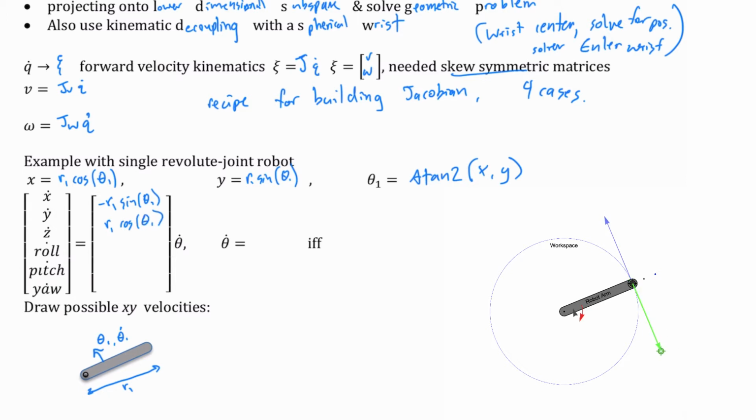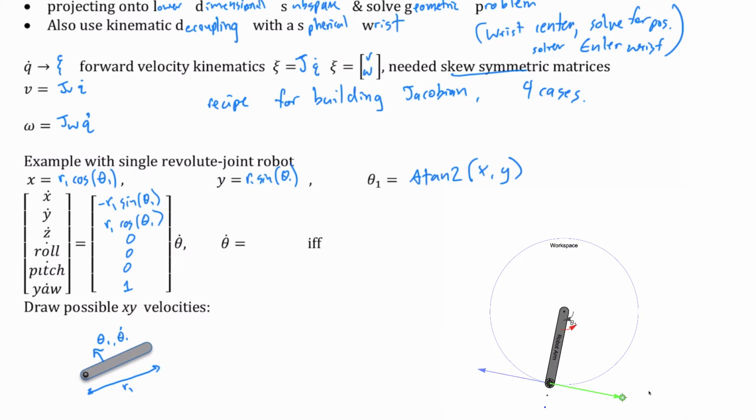Now my speed in my z direction, I've got no component that can move me out of the plane. So that's always going to be 0. And then similarly, I have no way to roll, no way to pitch. The only thing that I can do is yaw. And that is going to be proportional to how fast I'm rotating theta 1. Now we can invert this to try to solve for what theta 1 is.